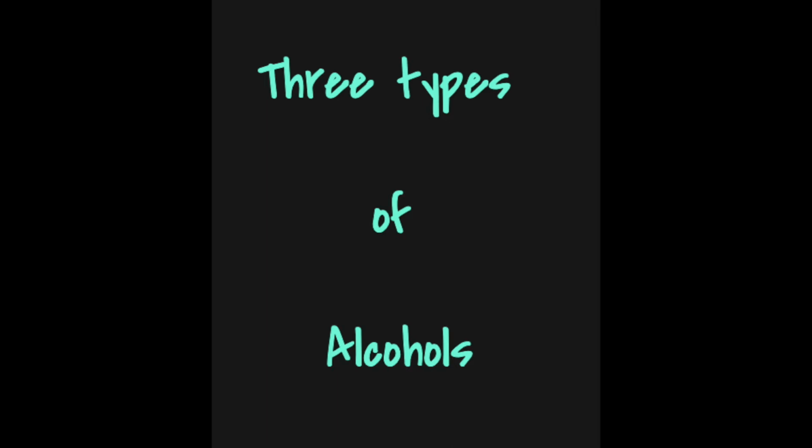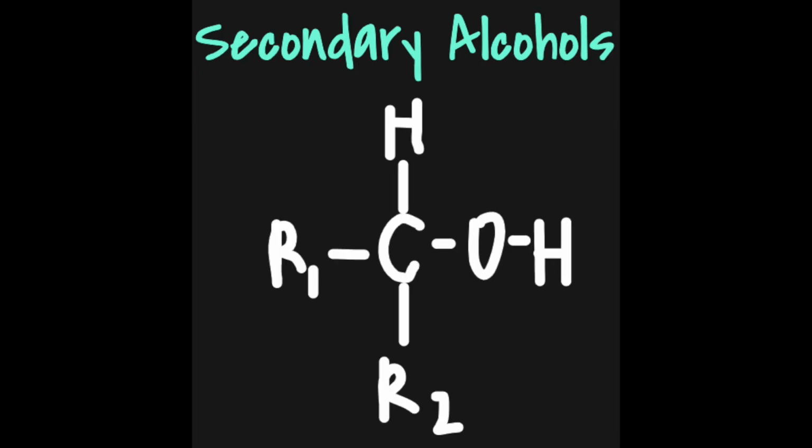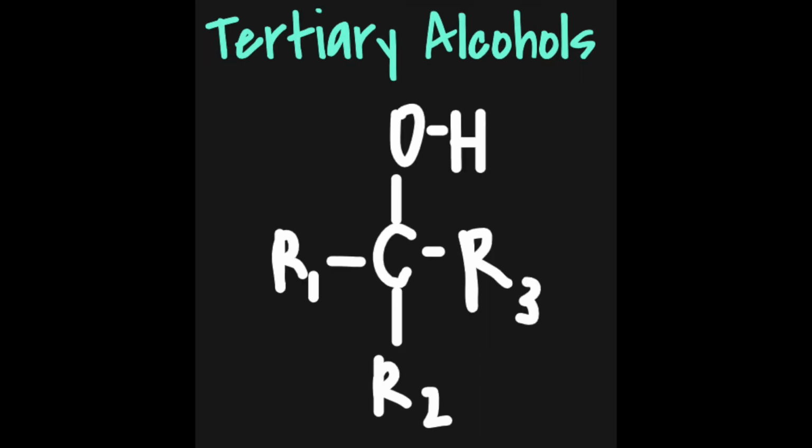to the hydroxyl group. Primary alcohols are compounds in which the carbon atom attached to the hydroxyl or OH group is directly connected to one carbon atom. Secondary alcohols are compounds in which the carbon atom attached to the hydroxyl or OH group is directly connected to two carbon atoms. And finally, tertiary alcohols are compounds in which the carbon atom attached to the hydroxyl or OH group is directly connected to three carbon atoms.